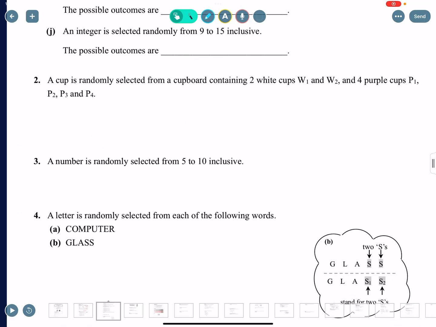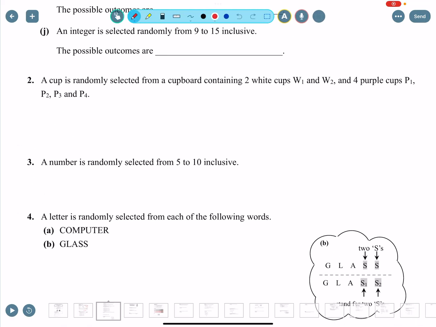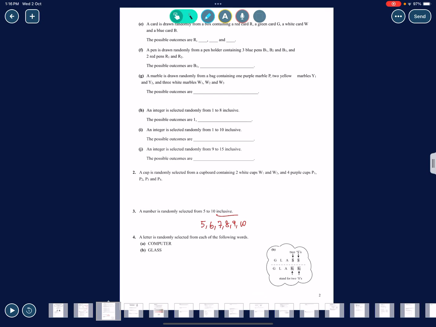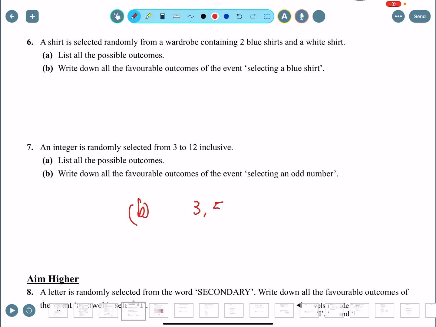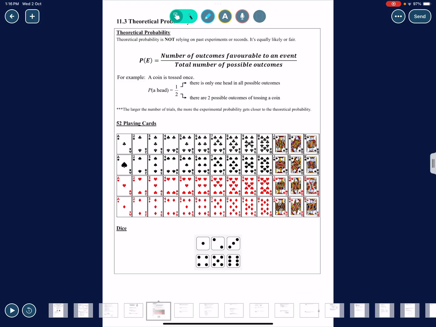Let's go with some more difficult questions like this one. Numbers selected 5 to 10 inclusively. Inclusive means including. So 5, 6, 7, 8, 9, and 10. Moving on. So write down the possible favorable outcomes for selecting an odd number. So we can have 3, we can have 5, 7, 9, 11. These are odd numbers. No 13 because 13 is out of the range. Okay, now let's move on to the harder ones.